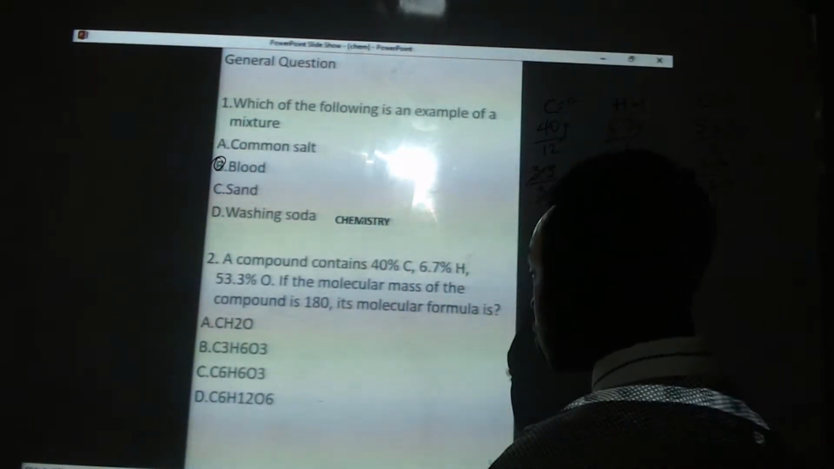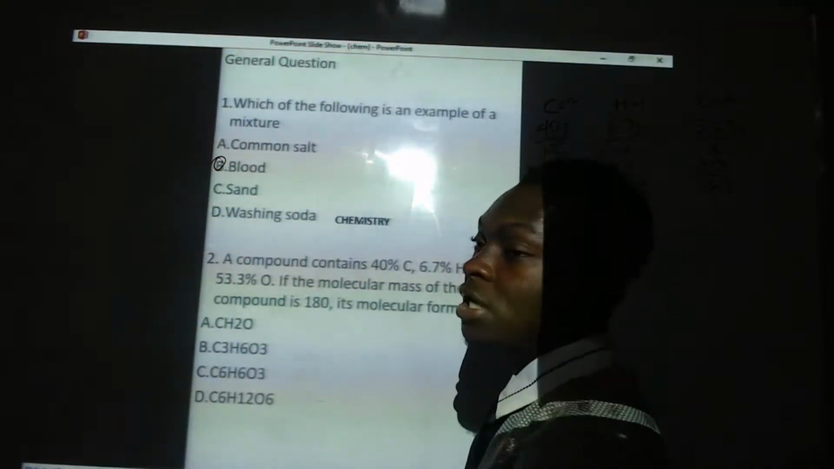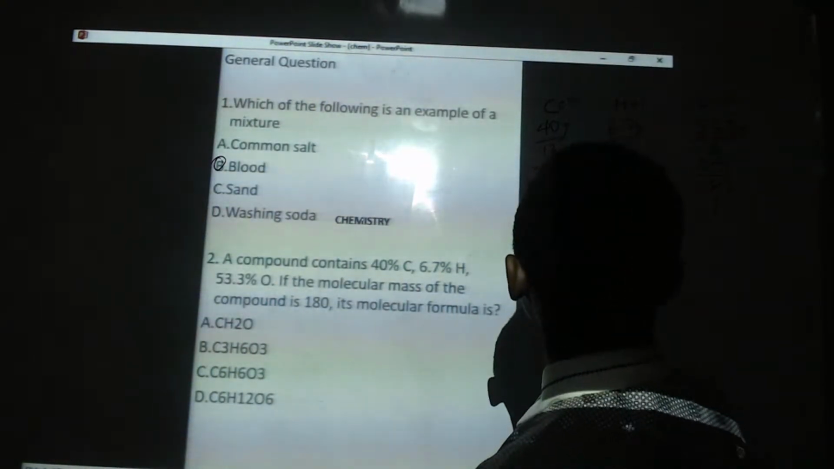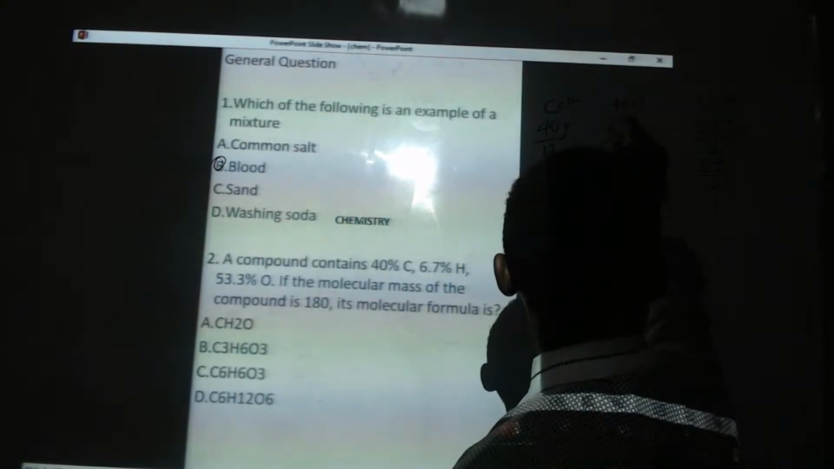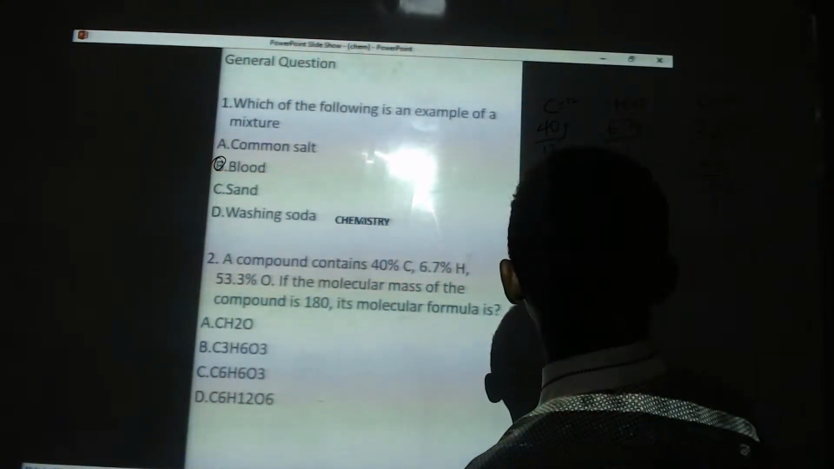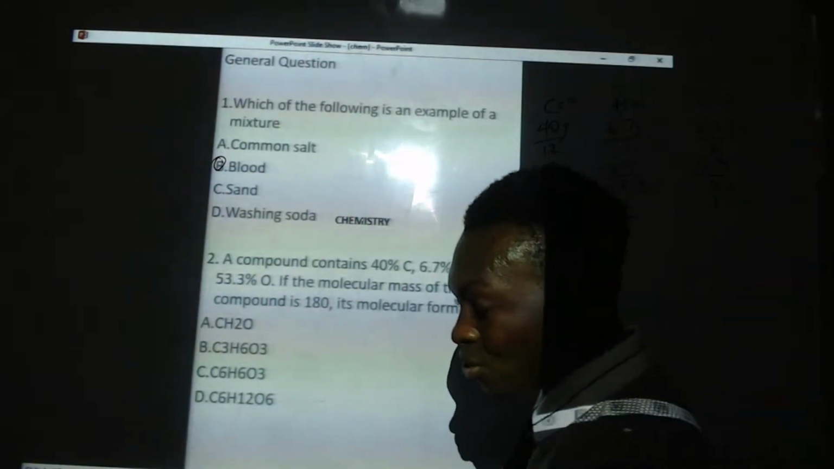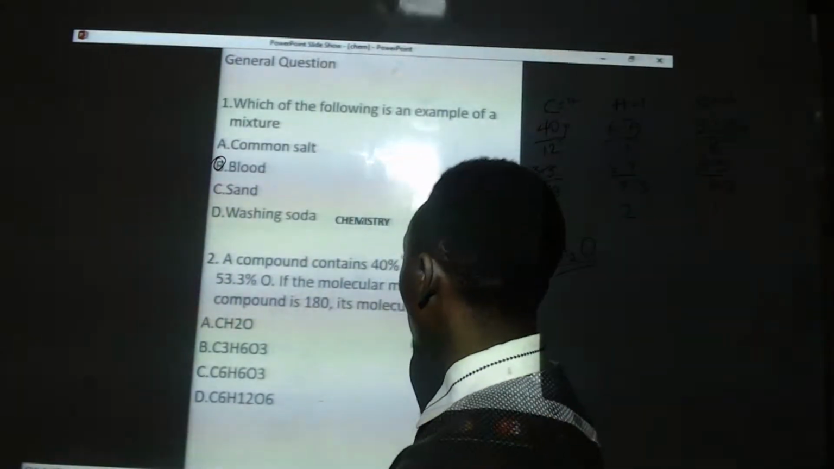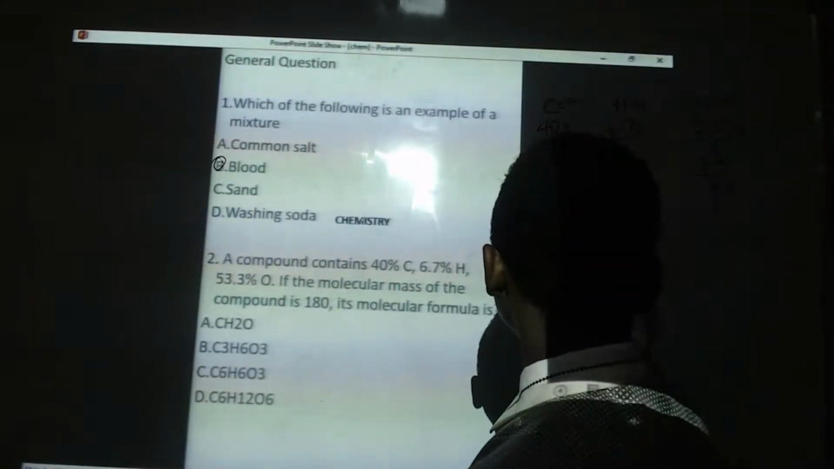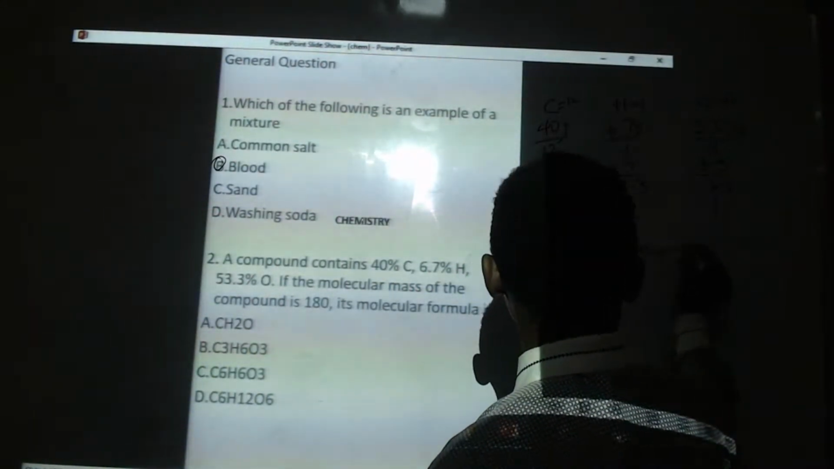So now the question here is if the molecular mass of the compound is 180, its molecular formula is what? So now you have your carbon, which is now 1, your hydrogen is 2, your oxygen is 1. So this is your empirical formula, not yet your molecular formula. Now many people will rush to go and choose this because you have gotten this. This is just the empirical formula.